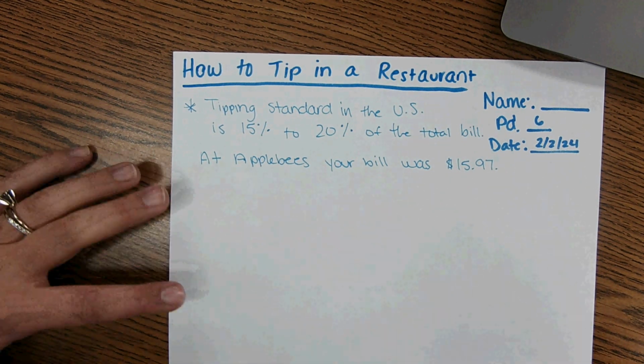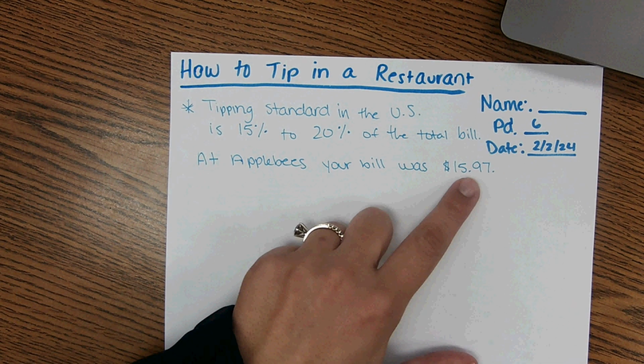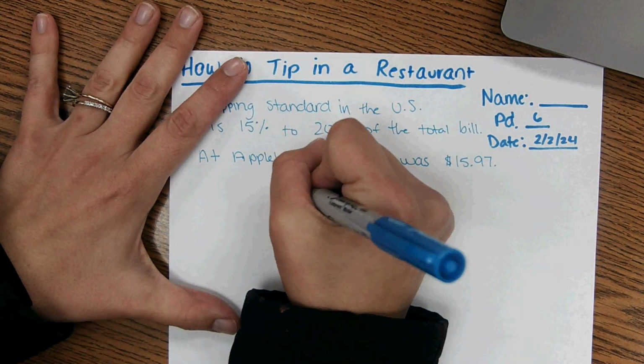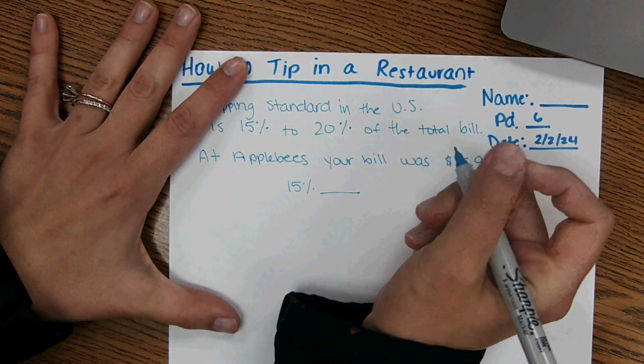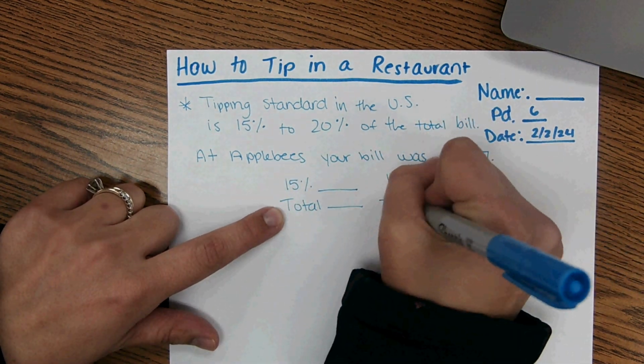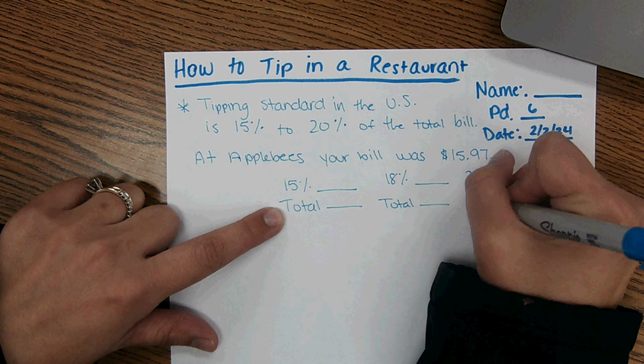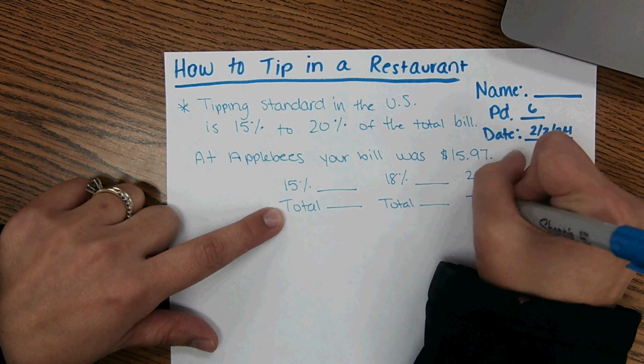your bill was $15.97, let's say. So that means you went out to eat with your friends, you split the check, and your portion is $15.97. You're going to calculate, or we're going to do this together, a 15% tip and the total, 18% and the total, and then we're going to calculate a 20% tip and the total.